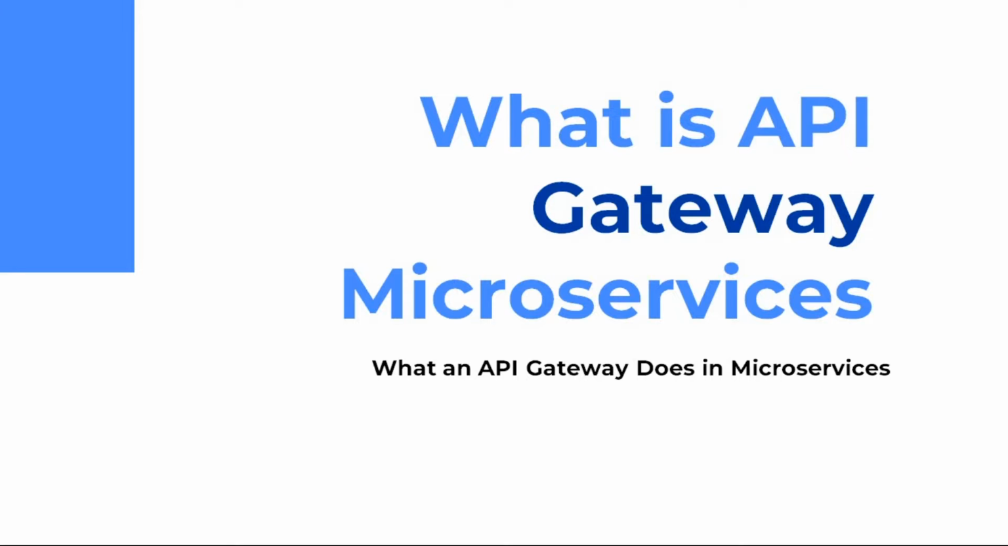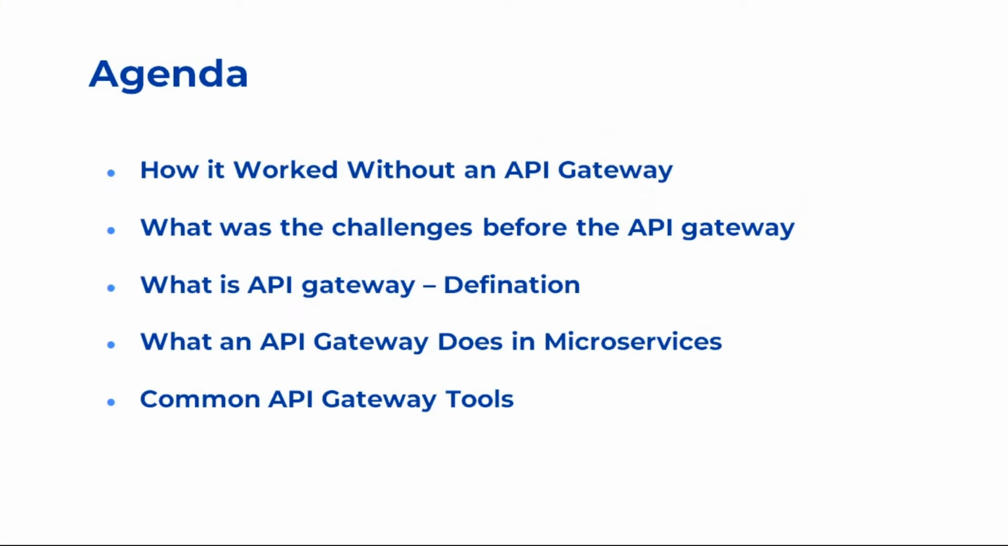Here's what we'll cover in this video. First, we'll look at how things work without an API gateway and what kind of setup developers had to deal with. Then we'll talk about the challenges and issues that came up in that approach, like tight coupling, duplication, and lack of centralized control. After that, we'll define what an API gateway is in simple terms.